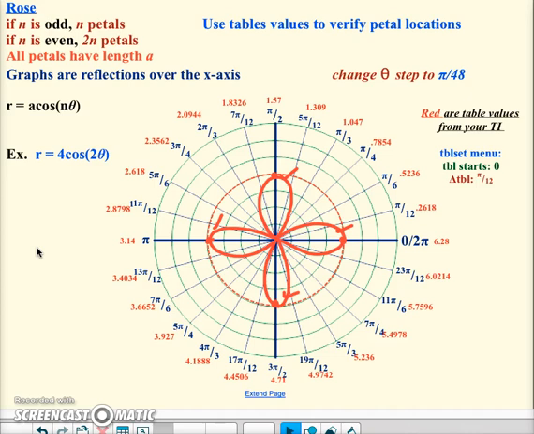Okay, so cosine 2 theta, this particular example, is fairly simple. I didn't really need the calculator for anything more than a quick visual to get myself oriented with the petals, and I'm good. So that one we're going to go by fairly quick.